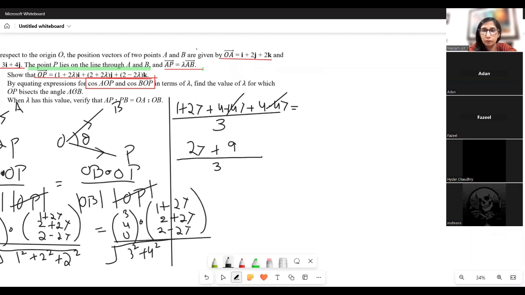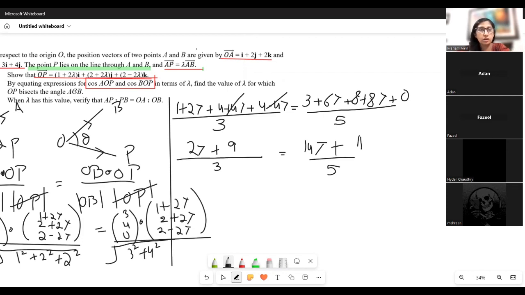Please keep an eye on my working, as there's a chance of a calculation mistake. 3 plus 6 lambda, 8 plus 8 lambda, and the last term is just going to be 0, upon the denominator, which is going to be 5. So we have 14 lambda plus 11 over 5. Here I need to check whether this is right or wrong.